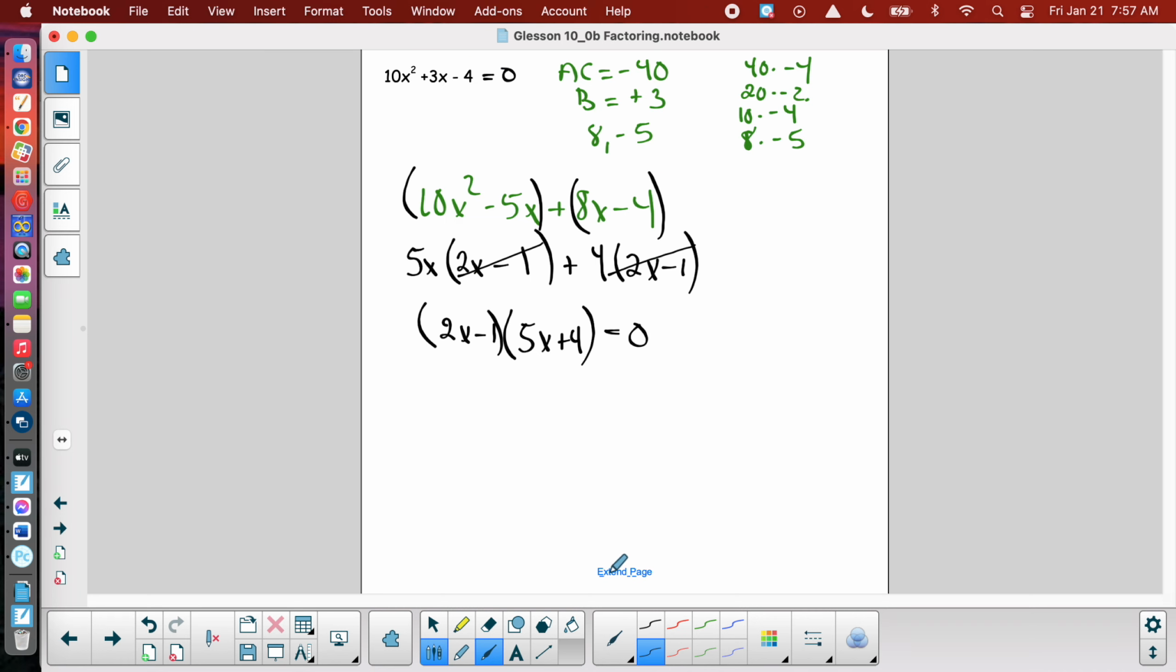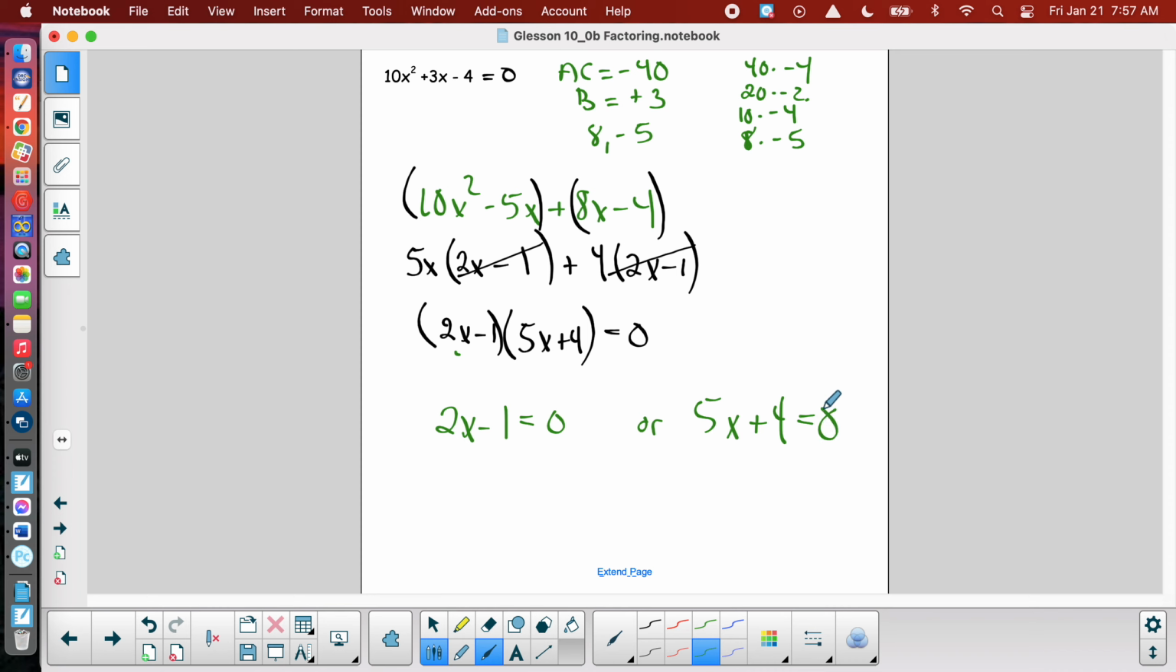But here's where my zero product property comes in. Now that I'm factored, in order to multiply these two numbers together to equal 0, it means either this equals 0 or that equals 0. So that means that 2x minus 1 equals 0, or 5x plus 4 equals 0.